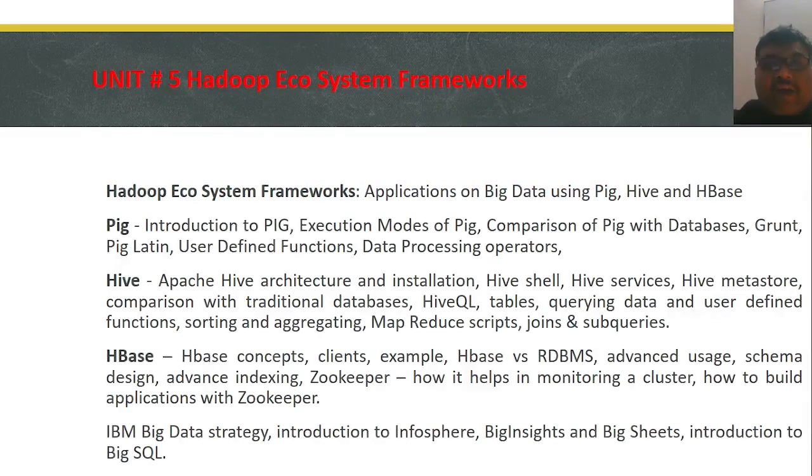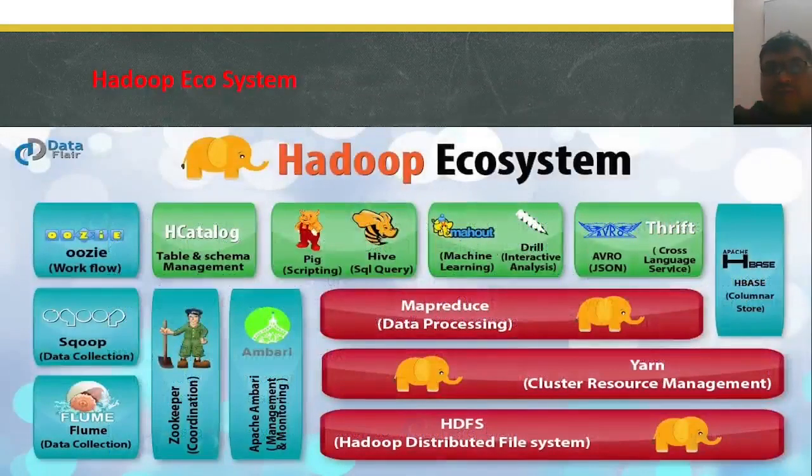Now coming to Unit 5. Again, there are a few topics left from Unit 4, that is Pig, Hive, and HBase. And at last we will study the IBM big data strategy. As we have seen, this is the Hadoop ecosystem.